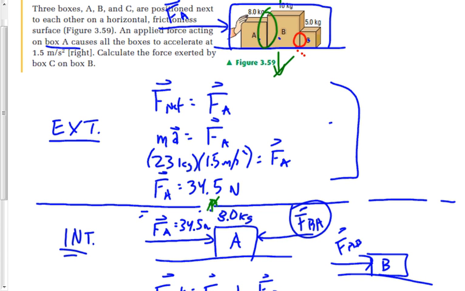Good question. If you're trying to find the force just of B on A, why do you need to take into account the applied force? Because that affects how hard B pushes on A. That's why we have to take it into account.